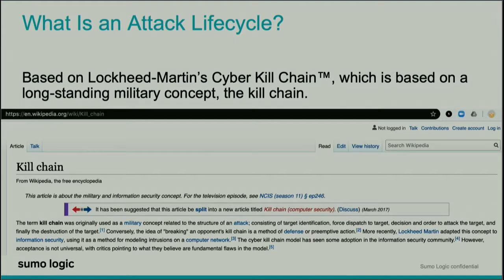And there's a big history on this. This is a screenshot of the Wikipedia page. If you just Google cyber kill chain or kill chain, this will come up.